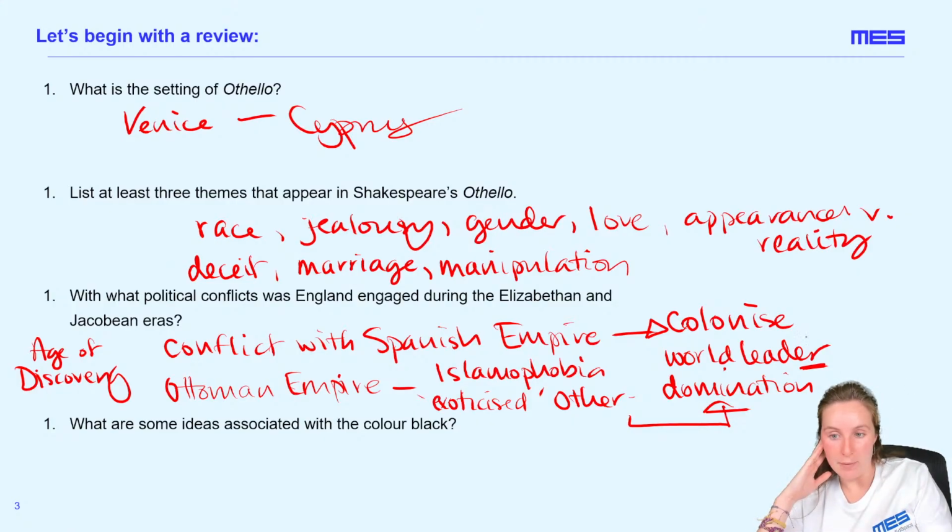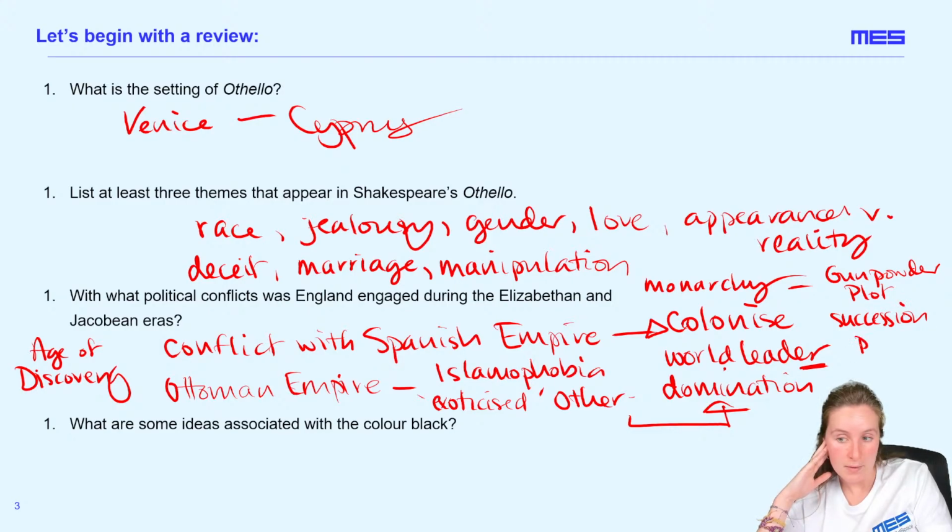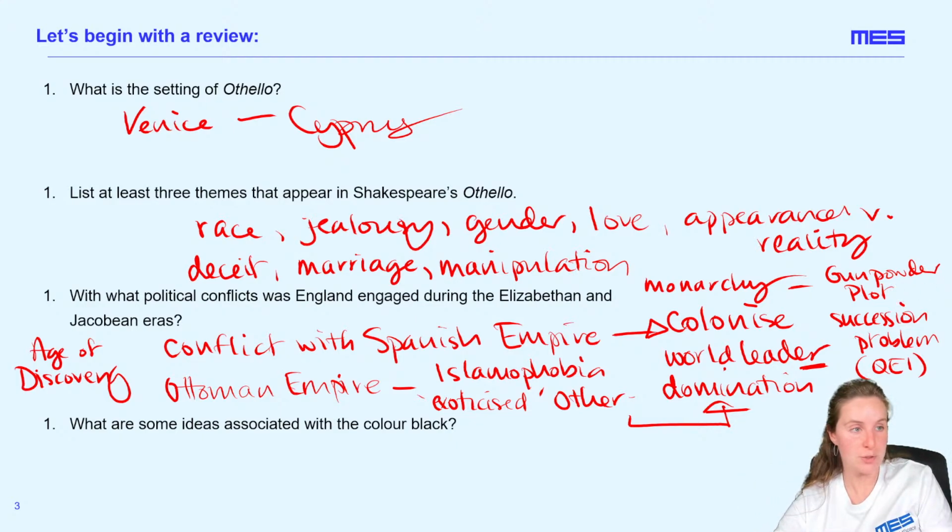We can also talk about the monarchy here. So conflicts like the Gunpowder Plot, the succession problem, thinking of who would succeed Queen Elizabeth I as monarch. This was unclear for quite a while, as she intentionally did not declare an heir because she feared retribution and sort of an overthrowing.